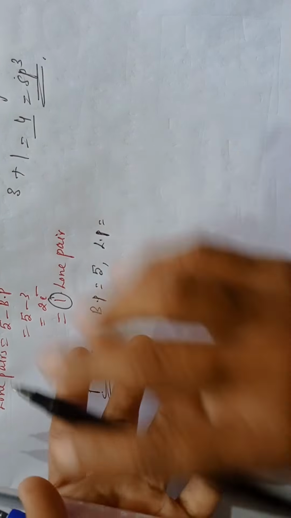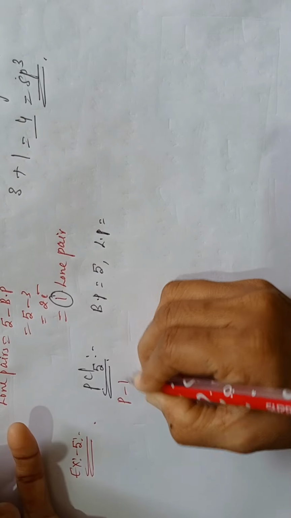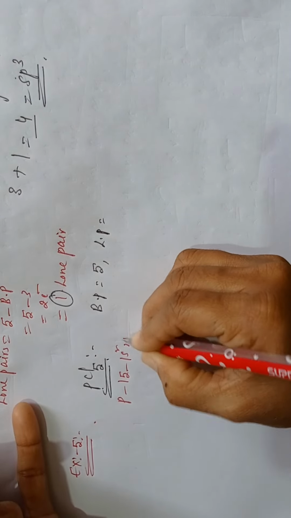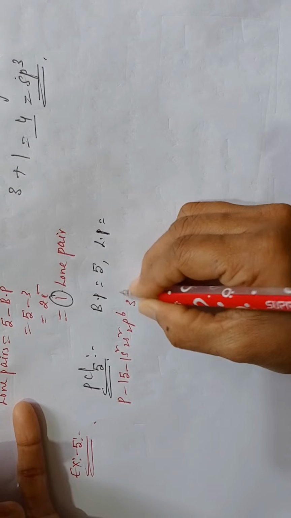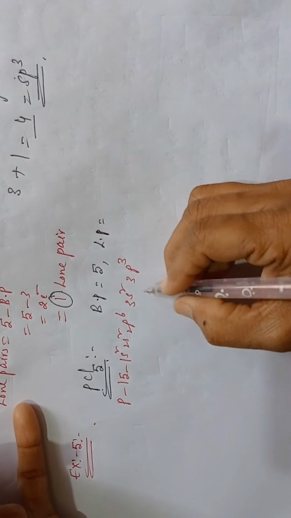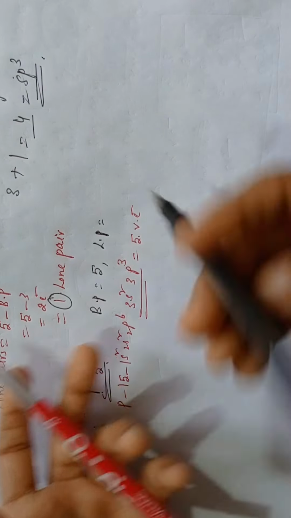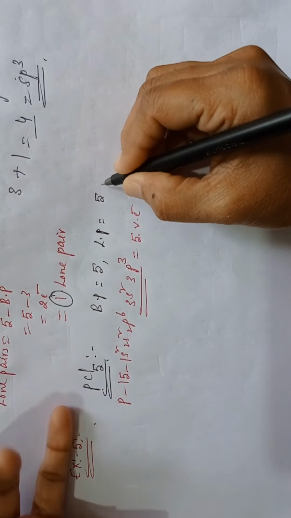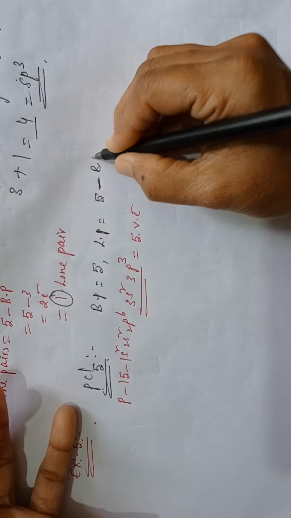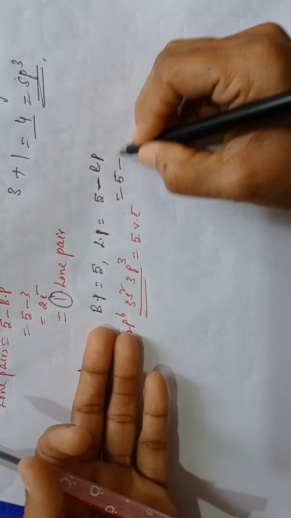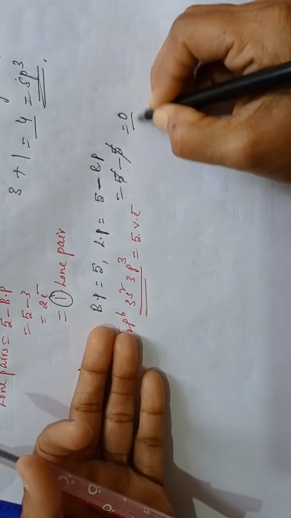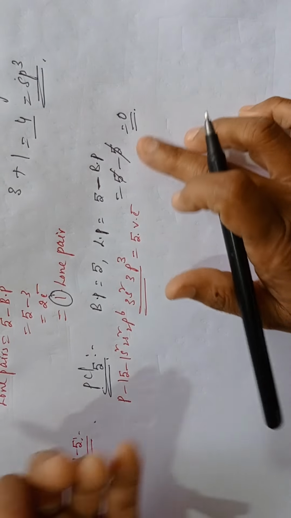Phosphorus atomic number is 15: 1s2, 2s2, 2p6, 3s2, 3p3. How many valence electrons? 5 valence electrons. So lone pairs means 5 valence electrons minus bond pairs. Then 5 minus bond pairs 5, the 5 gets cancelled. 0 lone pairs. Are you clear? 0 lone pairs.